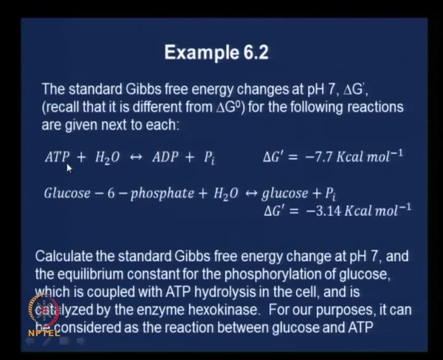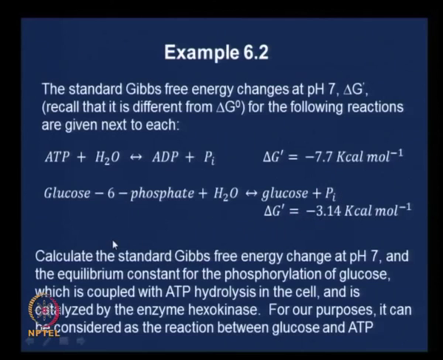This is again ATP hydrolysis, ATP plus water giving you ADP and inorganic phosphate, and as we had seen, delta G dash, the standard value, was minus 7.7 kilocalories per mole. And glucose 6 phosphate plus water, the hydrolysis of glucose 6 phosphate to give you glucose plus inorganic phosphate. The delta G dash value for that happens to be minus 3.14 kilocalories per mole. Somebody has very carefully determined the values of delta G dash for these reactions, thousands of reactions.